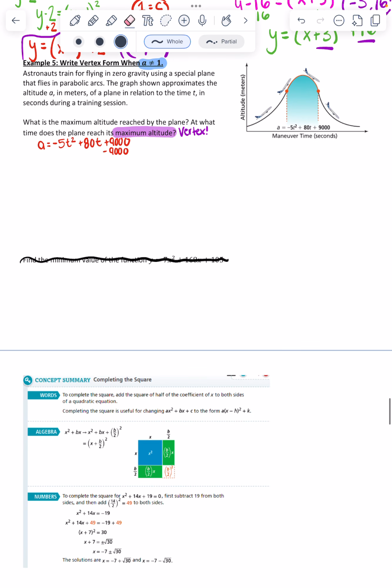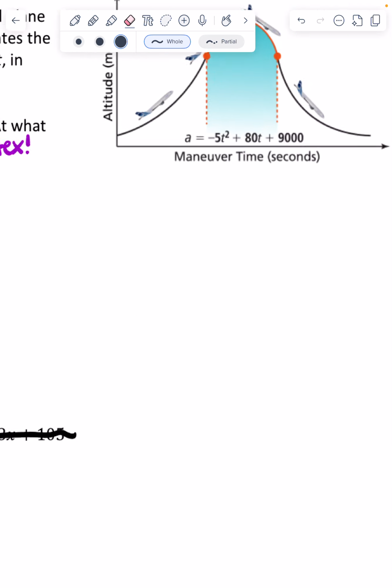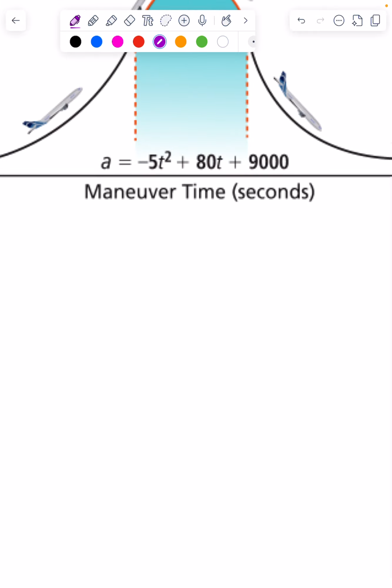All right, guys, last example for today. Example 5, it says write vertex form when a is not equal to 1. So right away, guys, if we just jump to our equation, the only time that we're going to use this process that we are about to do is when this value right here, the number in front of our variable squared, is not equal to 1. This time it's -5, so that's when we're going to have to do this extra process that we're going to see in example 5.